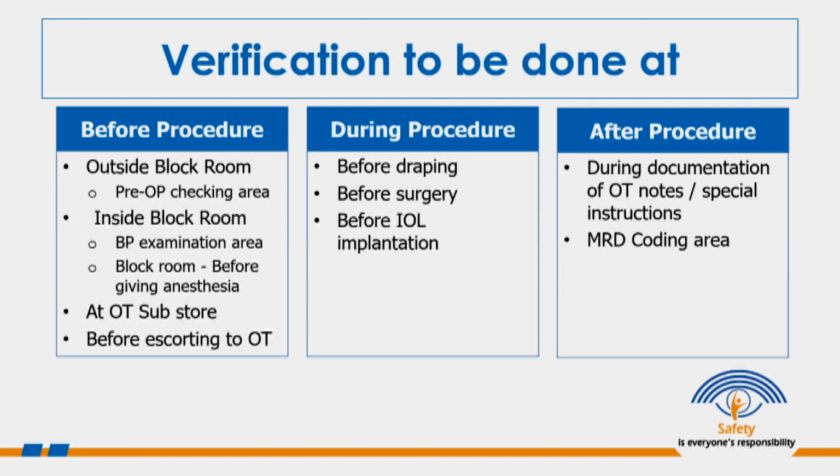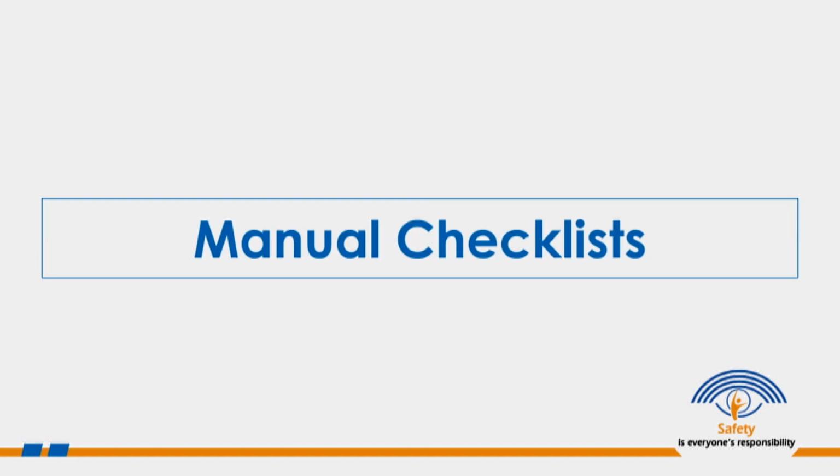After the procedure, again, make sure that, sometimes after the procedure, you find that something has gone wrong. So even then you have time. The patient is inside the OT, and we can address it. And even in the medical record, as they are coding, if they find anything wrong, they should be able to inform the surgical team so that it can be corrected.